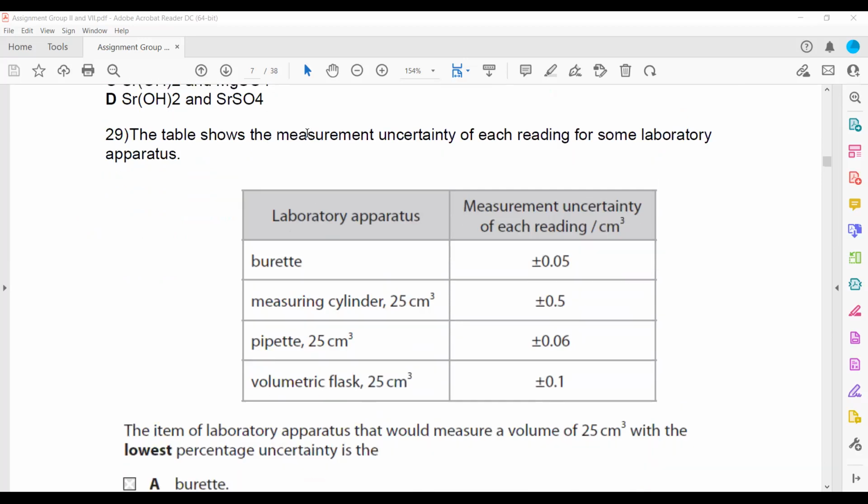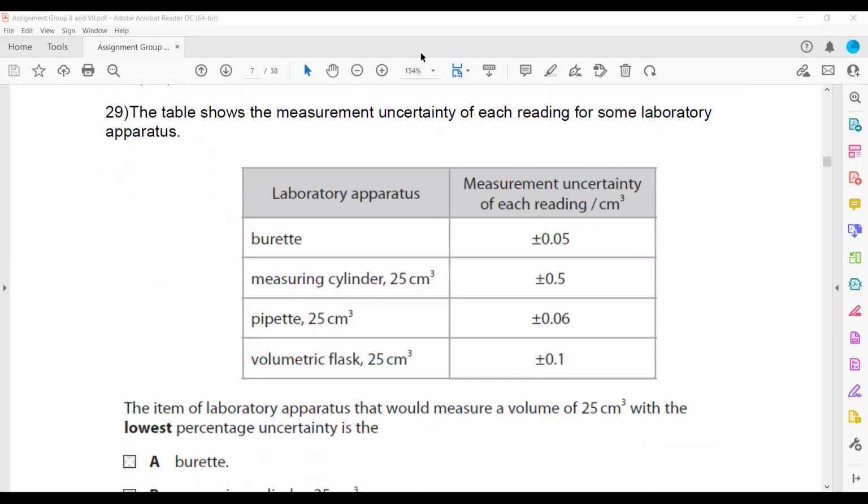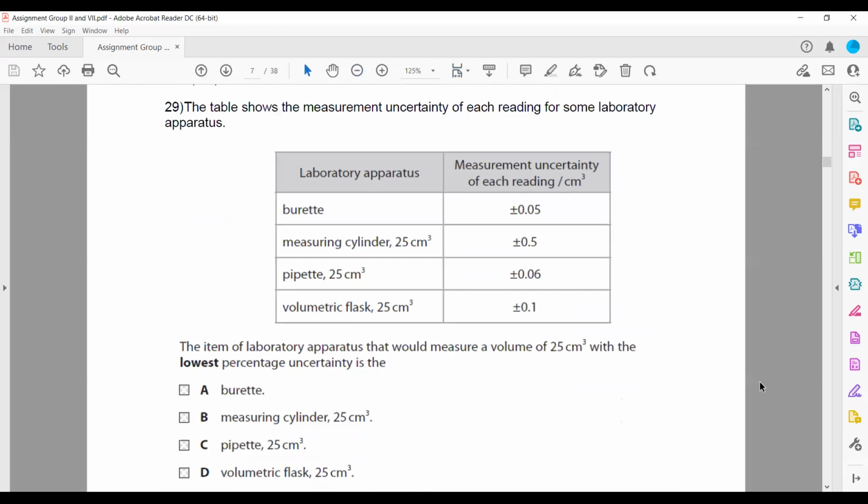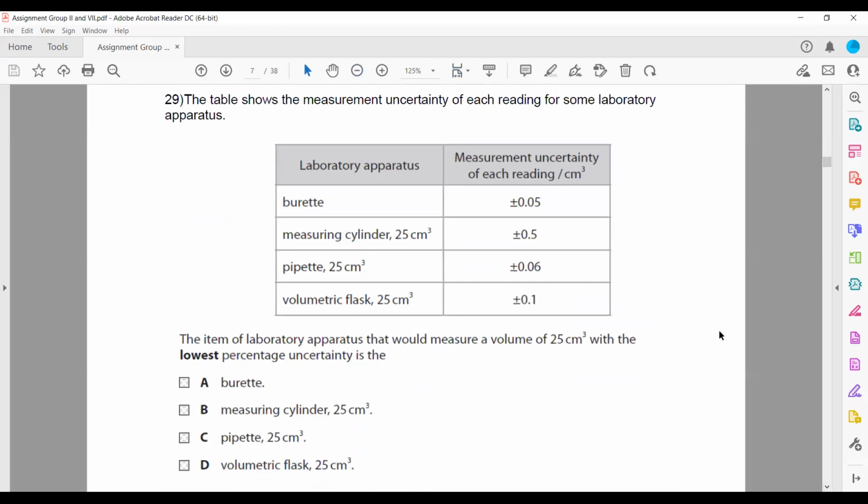The table shows the measurement uncertainty of each reading for some lab apparatus. The item of laboratory apparatus that would measure 25 cm with the lowest percentage uncertainty. How to work out the percentage uncertainty? The formula for percentage uncertainty.